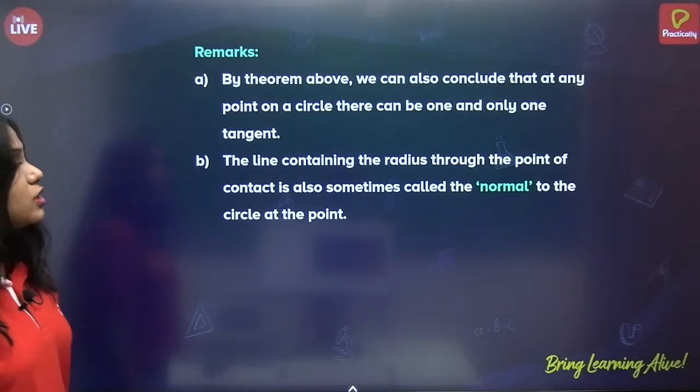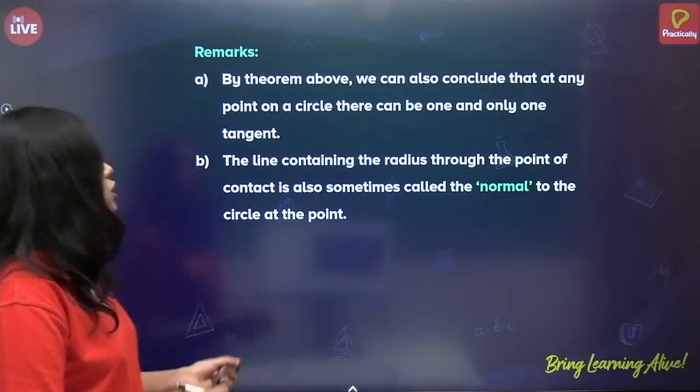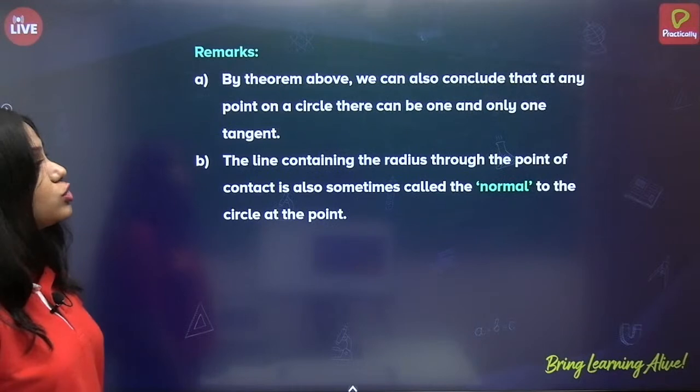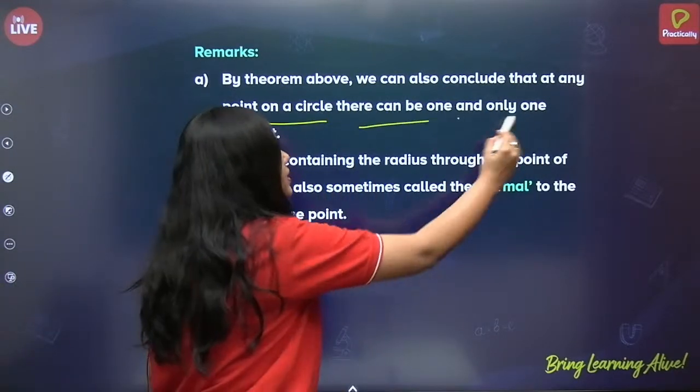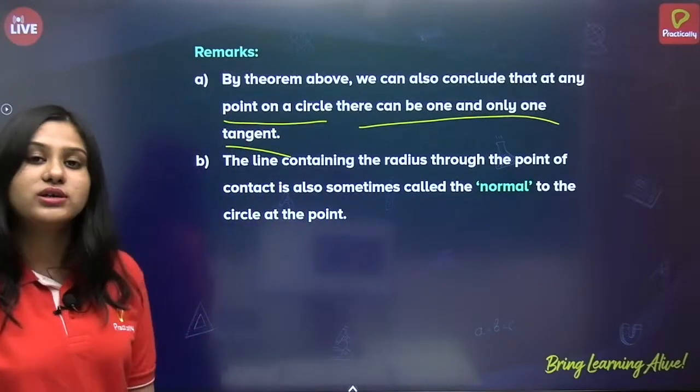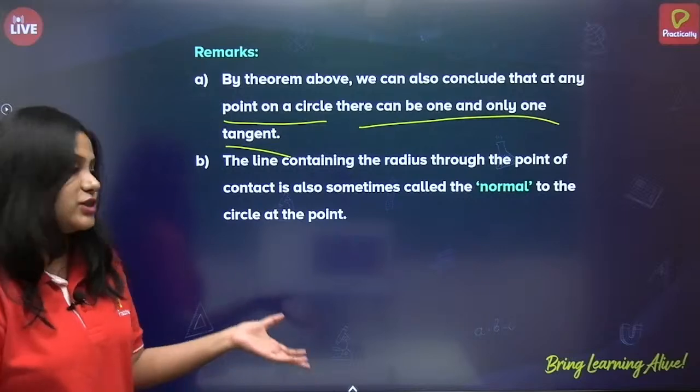Next. So, we have to see what we have learned from the theorem, correct? By the theorem above, we can also conclude that at any point on the circle, there can be one and only one tangent. Yes, we have been proving this from the first slide of today's session, correct?